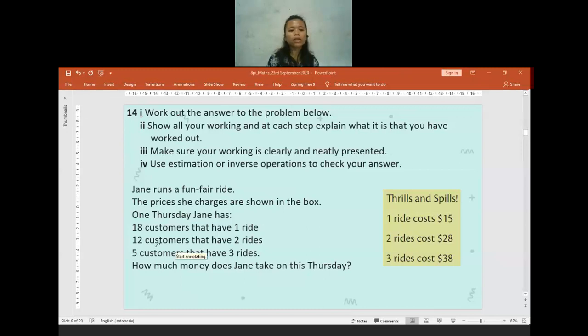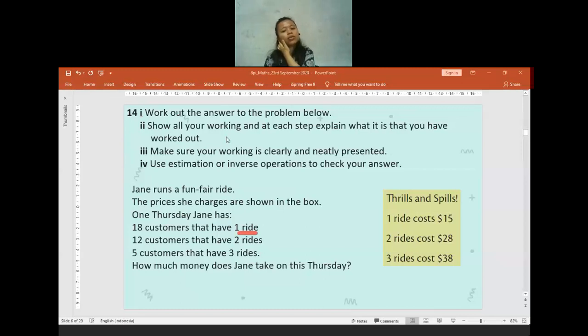So from this sentence, we can find it one by one. How much money will Jane receive from those who choose the one ride? Maybe from here, what do I have to do? If I just want to check the total cost for one ride, can anyone tell me what I have to do?